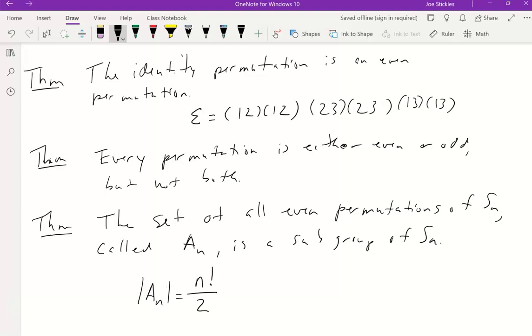And it kind of makes sense, right? That there's half even and half odd. Because for every even permutation, stick a transposition on it, you get an odd. And for every odd, stick a transposition on it, you get an even. So there's a one-to-one correspondence between even and odd permutations. The alternating groups are the ones that would be more interesting if we had more time to study them. They have some interesting structures to them.